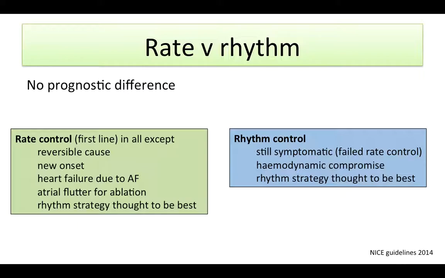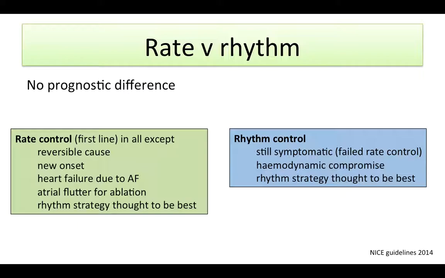They suggest that rate control is first line, except for cases where you have reversible causes, such as infection, or thyrotoxicosis, for example, in patients who've got new onset atrial fibrillation. And this makes sense because what we know about atrial fibrillation is that AF begets AF. So the more that you're in atrial fibrillation, the more it's like a vicious cycle. The more difficult it is to get out of AF.